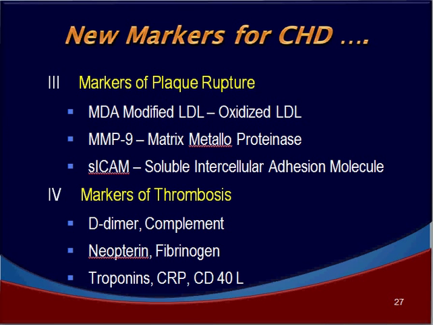So in a given patient, we can predict reasonably by looking at the various factors in the blood whether there is a lipid plaque, whether the plaque is stable, whether the plaque is vulnerable, whether the plaque has ruptured, whether there are markers of thrombosis.